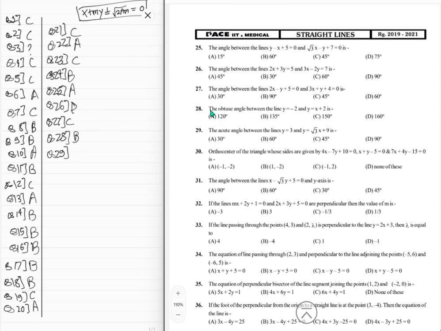The acute angle between, where did it go? This, okay, y equal to 3. Once again, horizontal, and this has 60 degree. Okay, fine. So B.